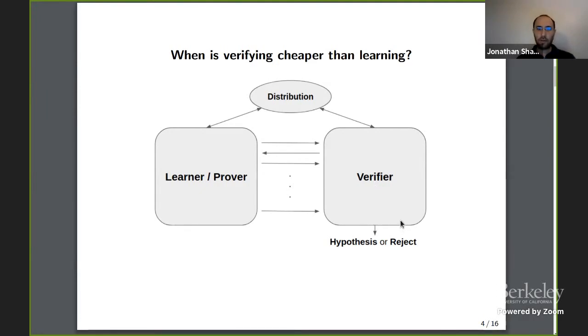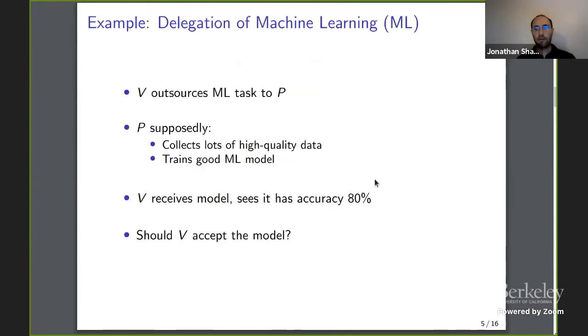Let's see an example where this kind of setting is useful. Imagine you have some commercial setting where there's a company, V, the verifier, that's interested in performing some machine learning task, and they choose to outsource that task to another company, the provider, or prover, P. What P is supposed to do is collect a lot of high quality data and invest a lot of compute power in training a good machine learning model for this particular task. And then they send whatever model they develop to the verifier.